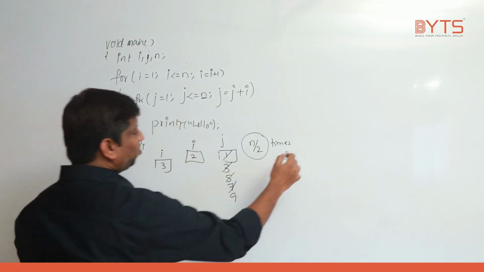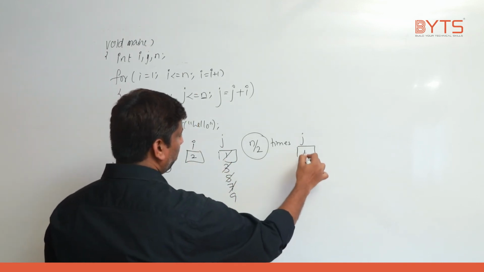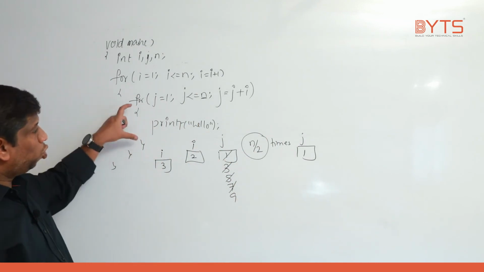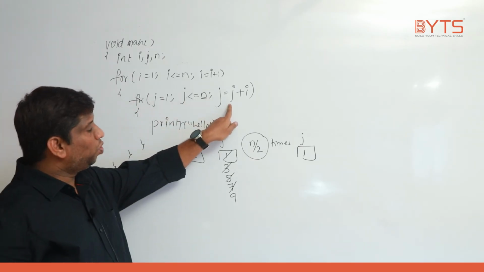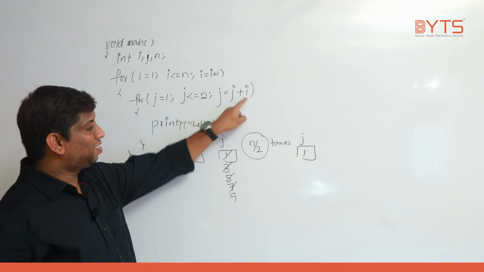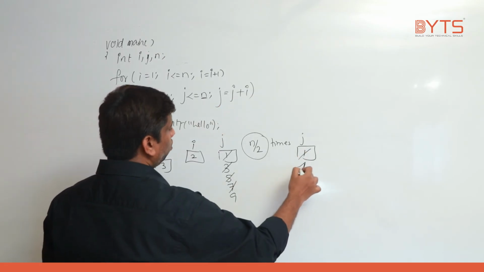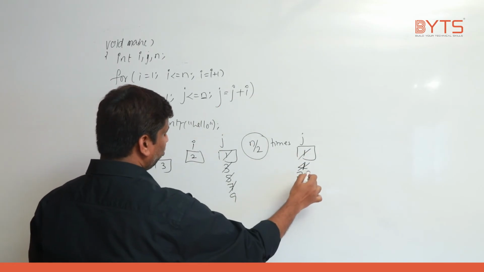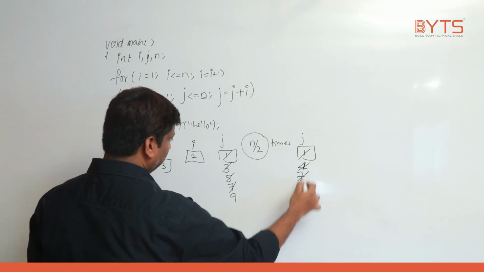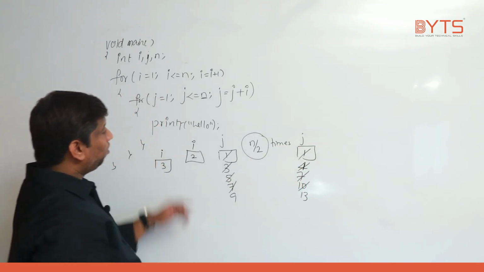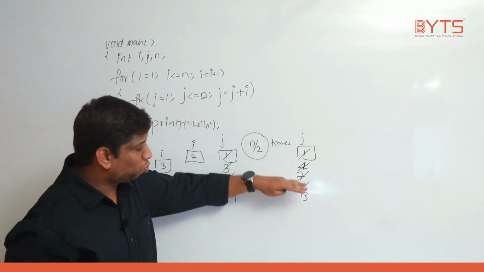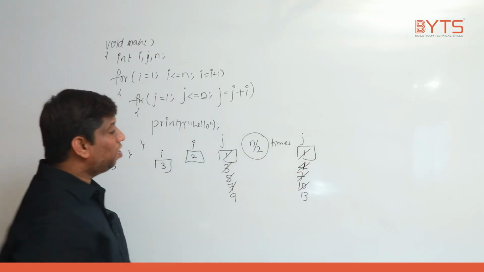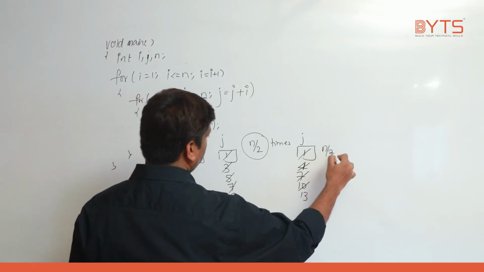Let us take i value is 3. Initially, what will be the value of j? 1. See, you need to know how this loop is repeated. j value is what? 1. 1 plus 3, 4. 4 plus 3, 7. 7 plus 3, 10. 10 plus 3, 13. It means this loop is dividing the n into what? 3 parts, right? First part, fourth part, seventh part. It means this value will be n by 3.